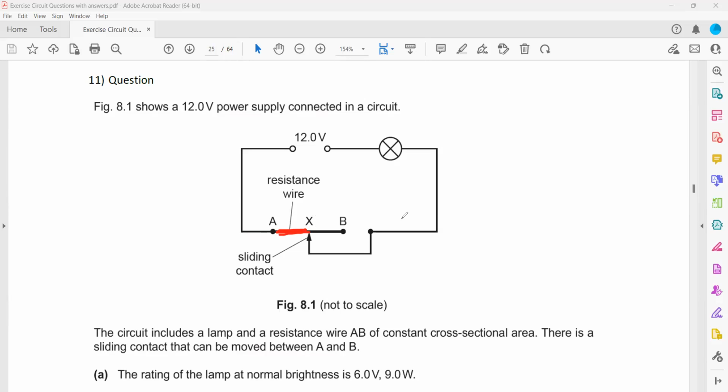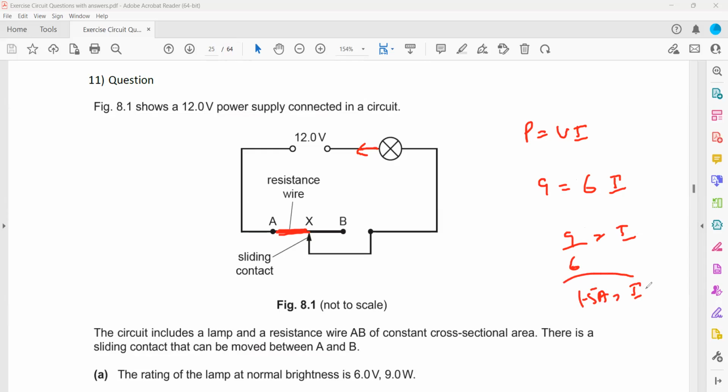When the lamp was at normal brightness, the current in the lamp we calculated in the first part. We calculated that current using the formula P is equal to VI. So the power of the lamp was 9 and the voltage was 6 across the lamp, so it will be 9 divided by 6, that was 1.5 ampere.